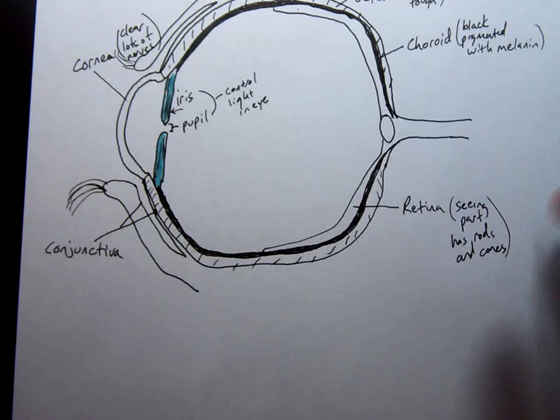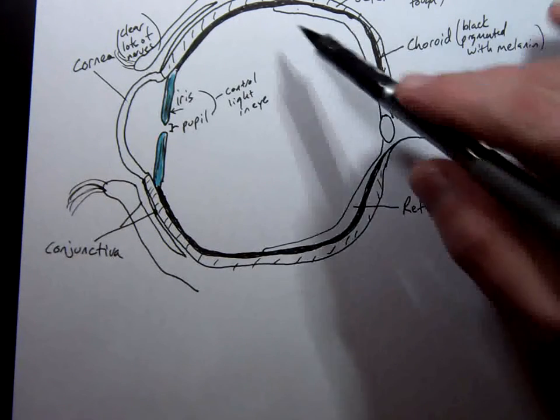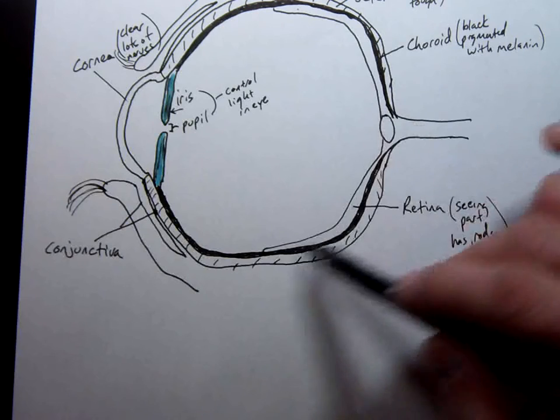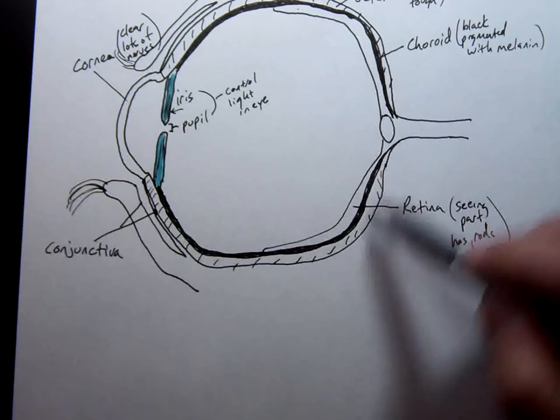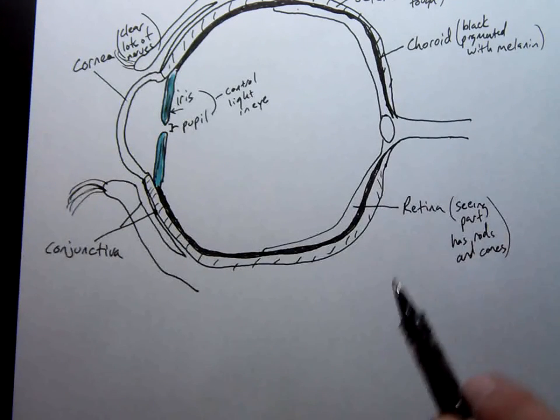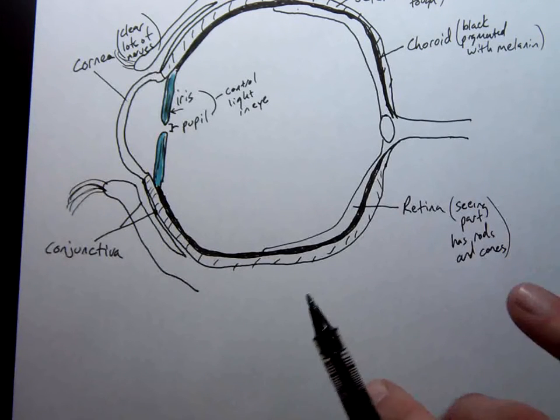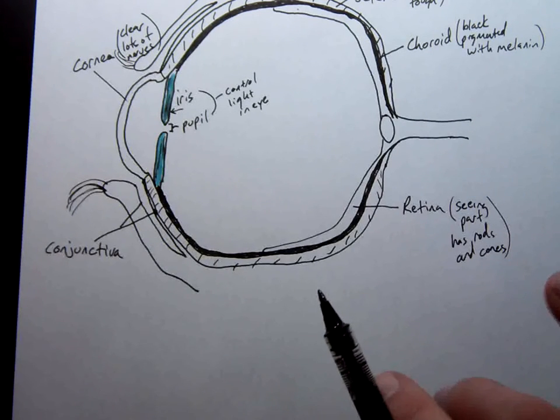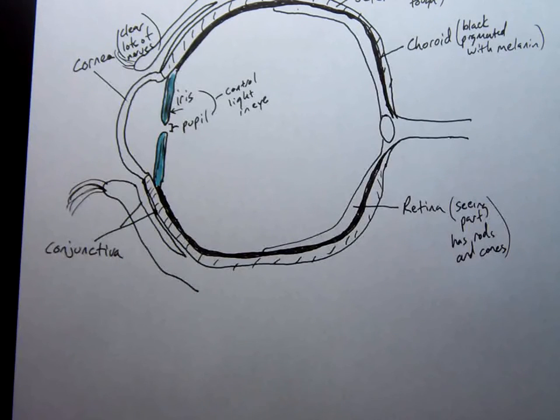Seeing part has rods and cones in it. As long as the image is projected onto this area of the eye, you'll be able to see just fine. But here's the trouble, folks. We want to see stuff that's close, like your paper, and stuff that's far away, like the stuff I'm drawing that you're trying to look at.